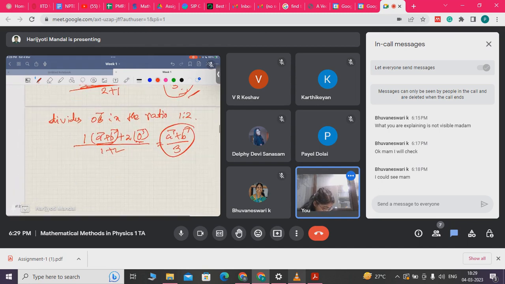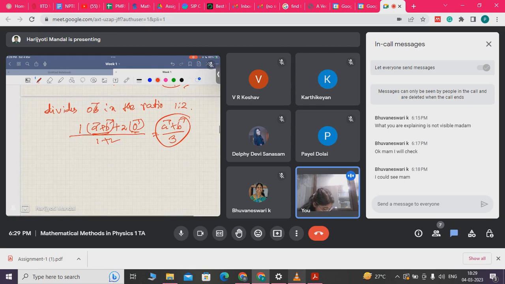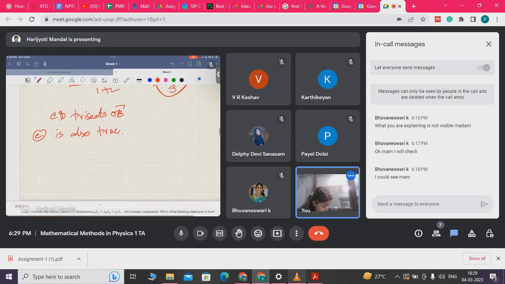The end product, or you can say the output, is the same. So we can say that both are the same point. So CD trisects OB. So C is also true.